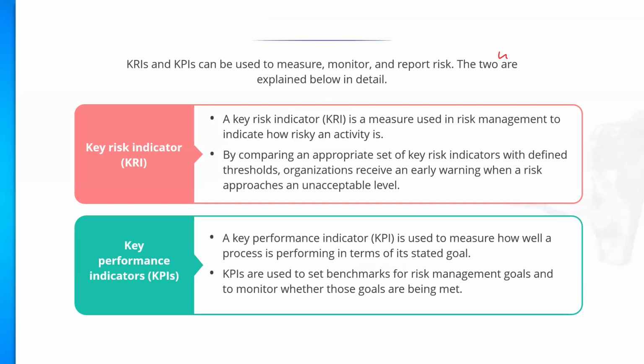A KRI is a measure used in risk management to indicate how risky an activity is. By comparing an appropriate set of risks with an appropriate set of key risk indicators with defined thresholds, organizations receive an early warning when a risk approaches an unacceptable level.